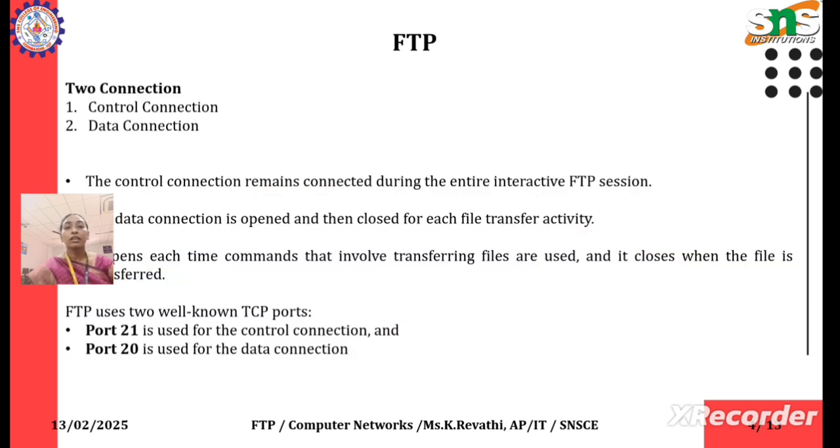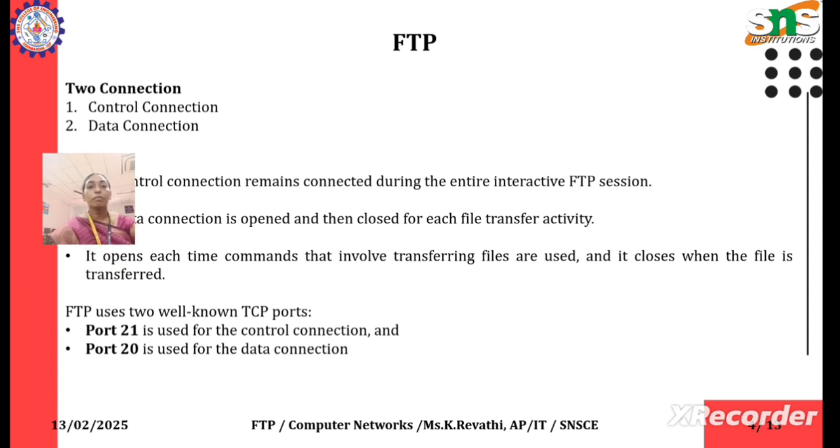Here two connections are used. First one is the control connection, then the second one is the data connection. The control connection remains connected during the entire interactive FTP session. Then the data connection is opened and closed for each file transfer activity. It opens each time commands that involve transferring files are used, and it closes when the file is transferred. FTP uses two port numbers: port 21 is used for the control connection and port 20 is used for the data connection.